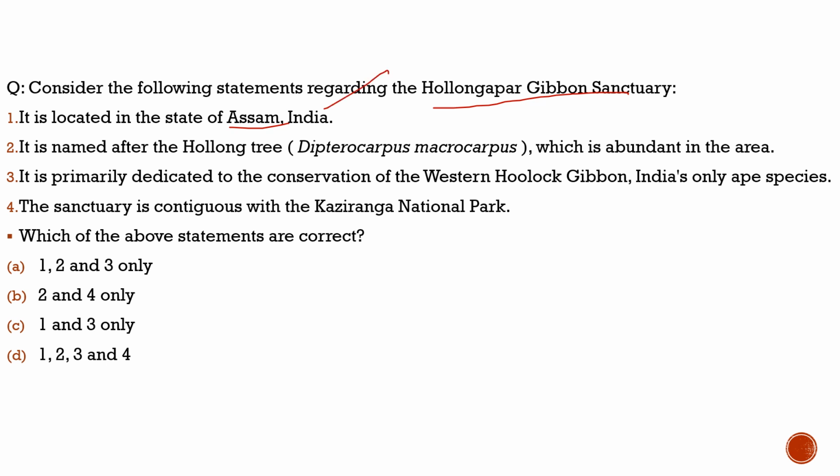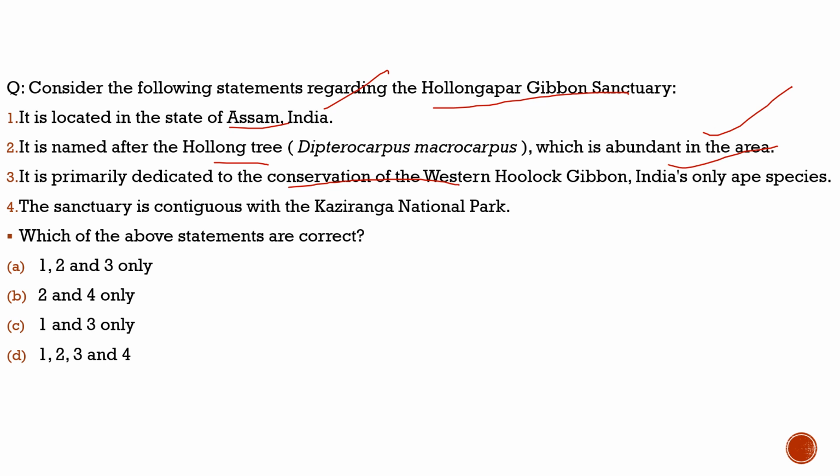Second, it is named after the Hollong tree, which is abundant in the area. 100% correct. And this Hollong tree is a rainforest, evergreen tree. We need to know about that. Third, it is primarily dedicated to the conservation of the Western Hoolock Gibbon, India's only ape species. 100% correct. So from here we also know India's only ape species, which is the Western Hoolock Gibbon. This is also correct.